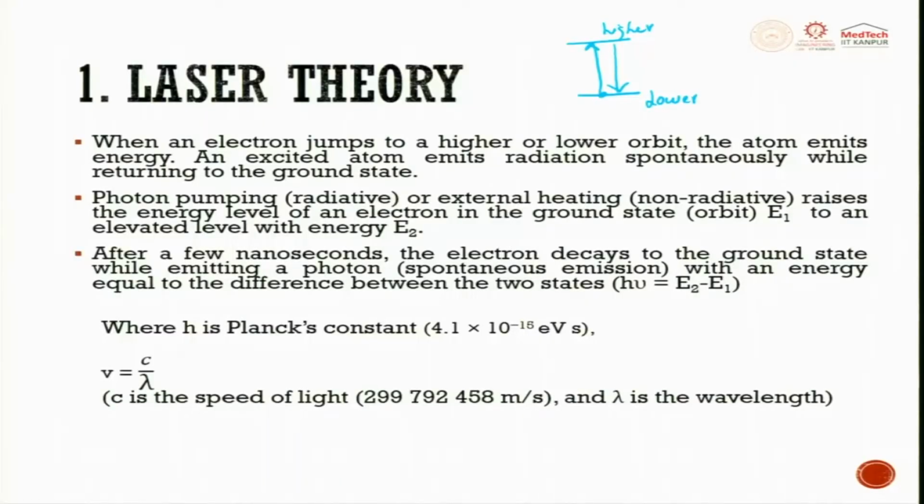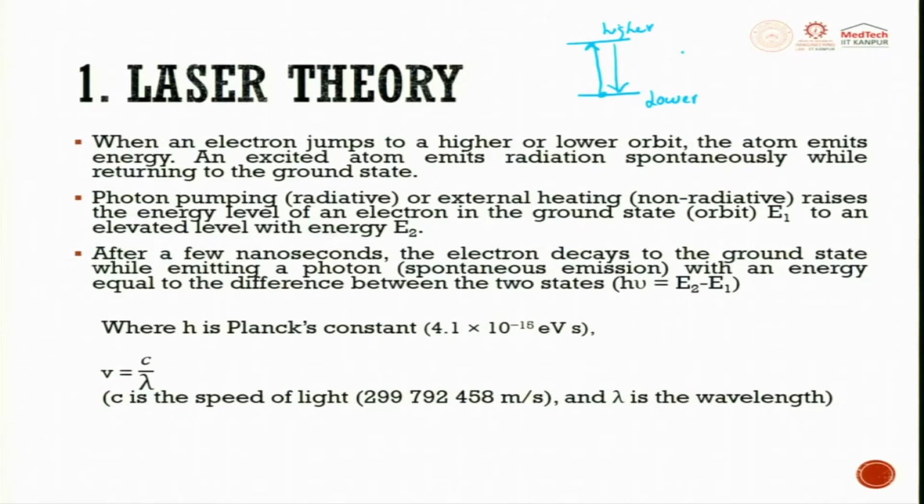What are photons? A packet of energy is called a photon. Generally, when we talk about light, we talk in terms of photons. So, when an electron jumps to the higher or the lower orbit, the atom emits energy, because energy can neither be created nor destroyed, it can only be transformed. So, from here it goes there, from there it comes down. An excited atom emits radiation spontaneously while returning to the ground state.